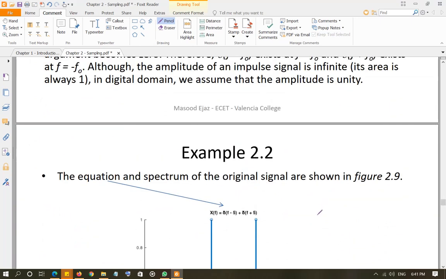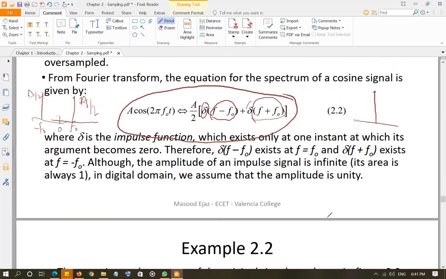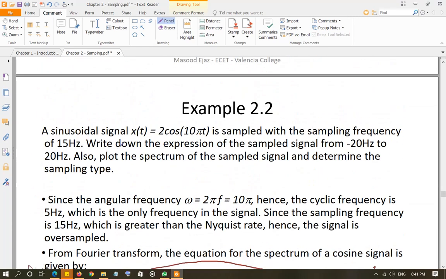Okay, so in this example, I think we are sampling the cosine signal. Not sure what sampling rate I took, 15 hertz. So we are sampling it with 15 hertz. Observe the frequency of this cosine signal. Remember, this is 10 pi t. 10 pi t means omega t. Omega t is 10 pi t. And omega is 2 pi f, right? So 2 pi f is 10 pi, so 2f is 10, so f is going to be 5 hertz. So the frequency of this cosine signal is 5 hertz.